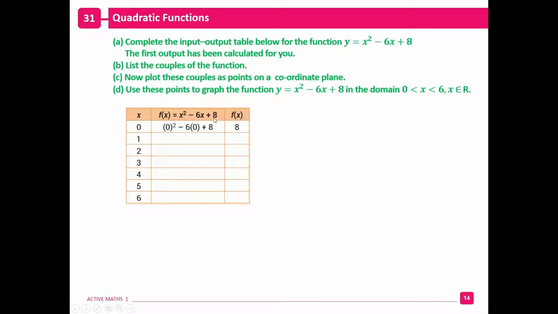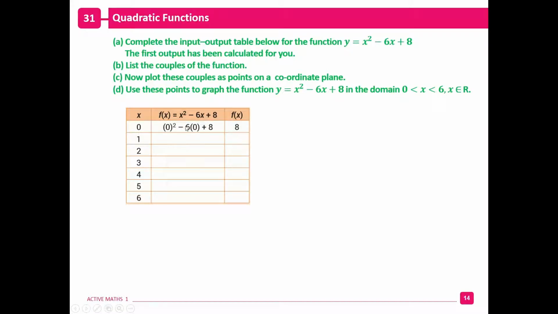So for this particular function, every input is going to be times by itself, and then we're going to take away from that 6 lots of that input, and then add the number 8 to get our output, which is our third and final column. Remember, f of x can also be called y. When we plot our points later, we'll be plotting the x with the y as each set of points or each couple.